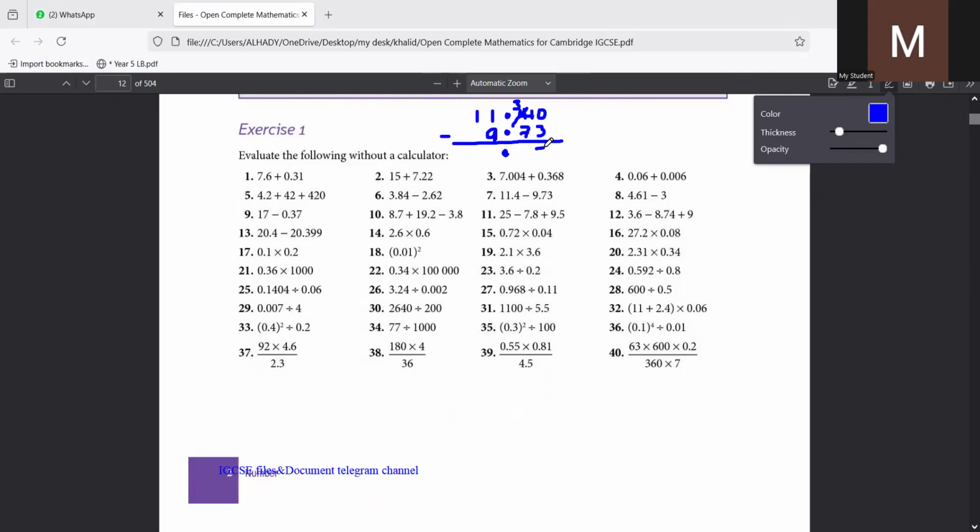Equal to 7. You write down the 7. And then you go to your number here. It is 3 minus 7. 3 is smaller than 7, cannot be. So we get about 1 from here.